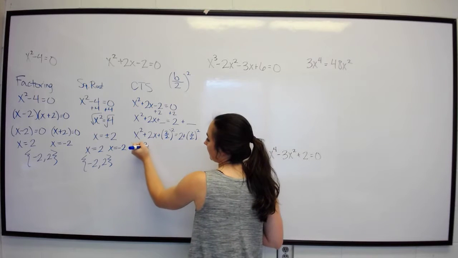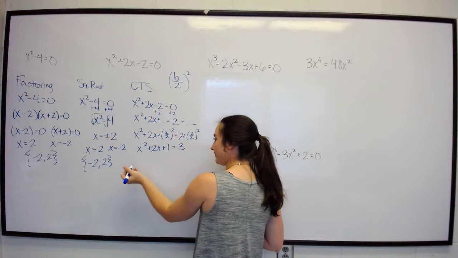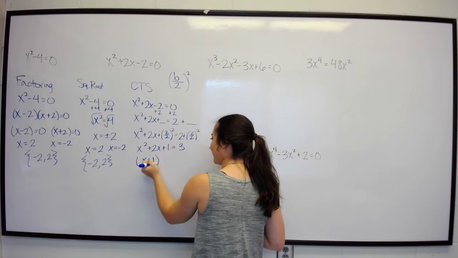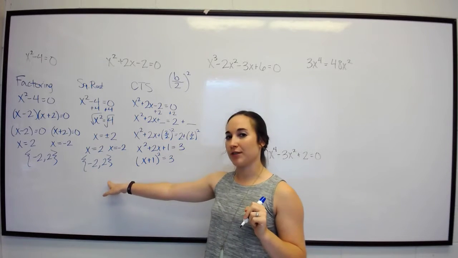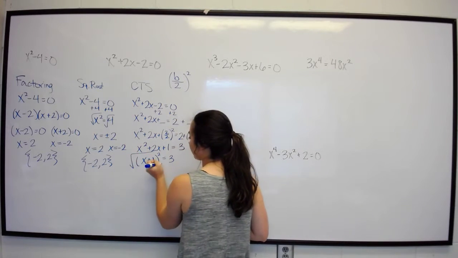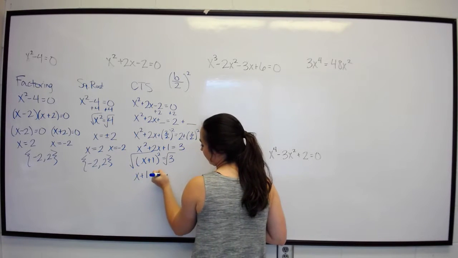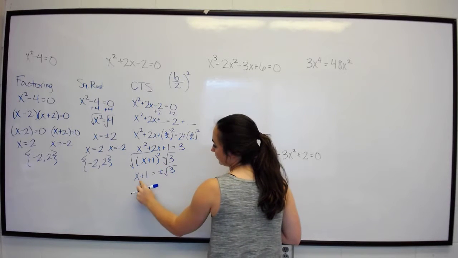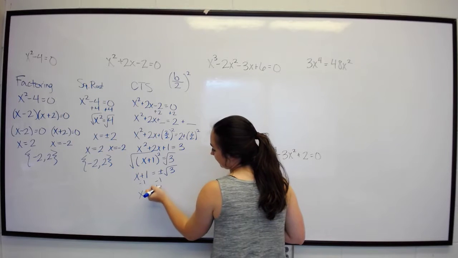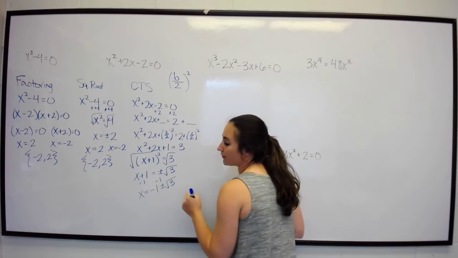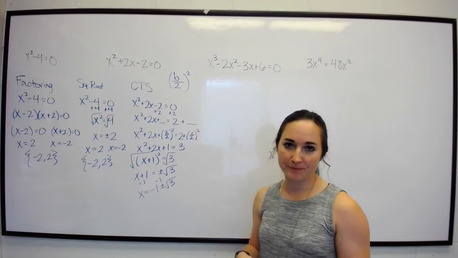So I have x squared plus 2x plus 1 equals 3. I can factor the left, and I get x plus 1 squared equals 3. Now I'm going to use the square root method. So I'm going to take the square root of both sides. So I have x plus 1 equals plus or minus the square root of 3. I need to subtract 1 from both sides. So I get x equals -1 plus or minus the square root of 3. And that's how we can solve by completing the square.